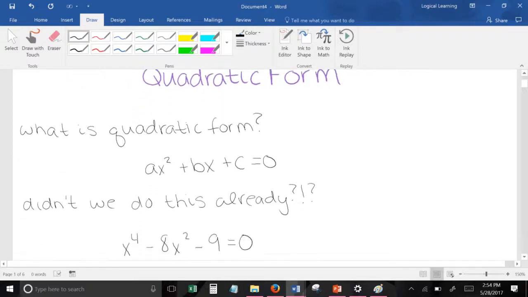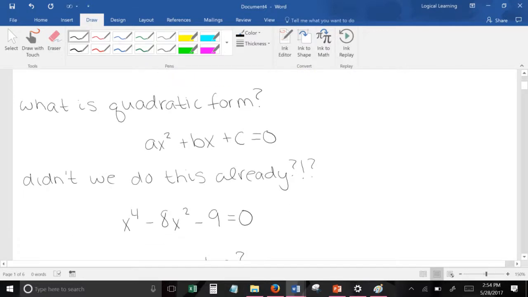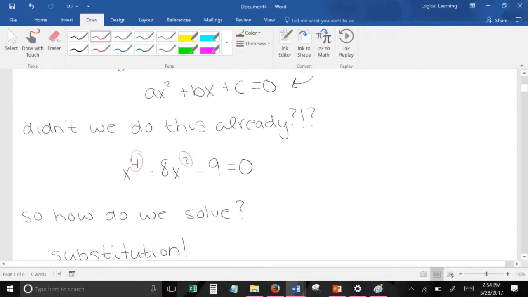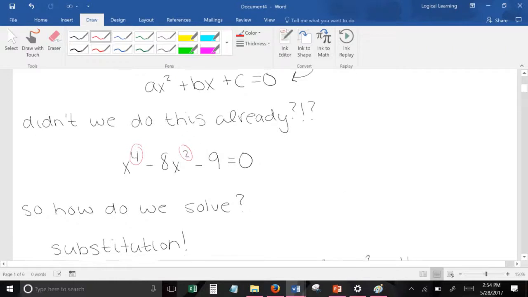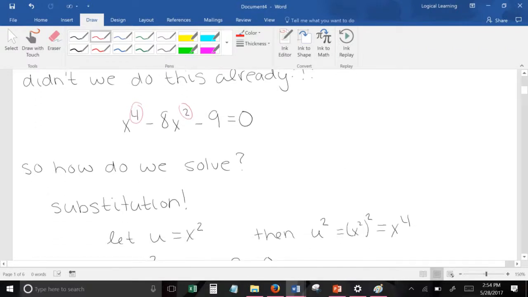So what is that? Well, that's something like this. When we have x to the fourth minus 8x squared minus 9 equals 0. Looks very similar to our first equation up here, but the only thing that's really different is our exponents. So what do we do here? How do we solve these, and what do we do? Well, we use substitution.